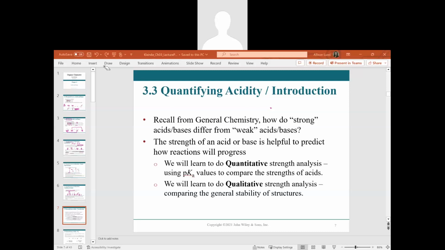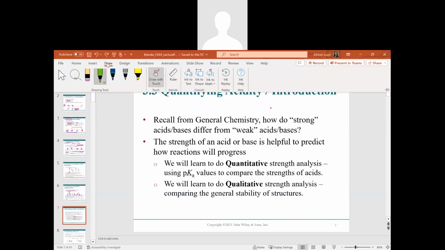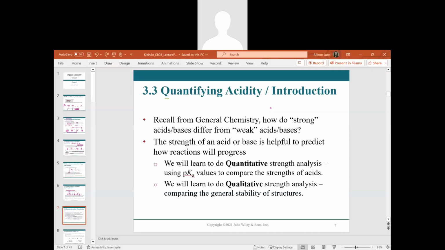In section 3.3, we are going to take a look at how we can quantify acidity, so assign a numeric value to how strong an acid or base is. You should recall from general chemistry how to determine if something is a strong or weak acid or base. That has to do with ionization, so the ionization of our acid or base, what percent of that, we should say?